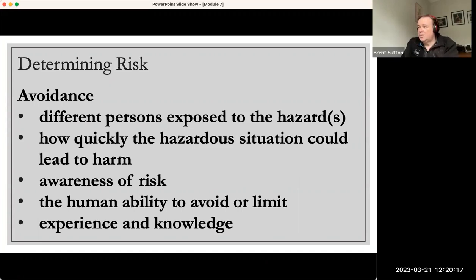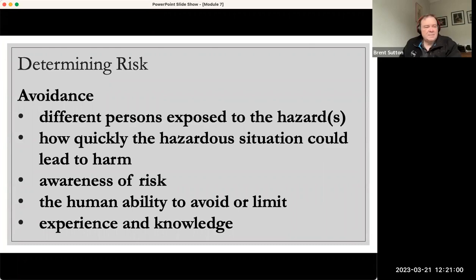And this is made up of the different persons who are exposed to the hazard, remembering that it's different for engineers doing repairs versus cleaners versus operators. We also have to consider how quickly the situation could lead to harm. That's really important when we're dealing with things like power, electricity, or pneumatics or hydraulics, the speed at which it could happen, the awareness of the risk, and the human ability to avoid or limit.